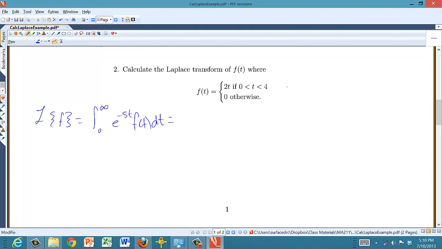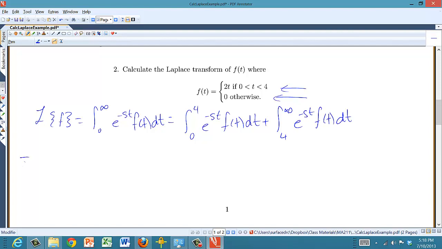My f of t is defined differently on these two different regions. There's a different expression for it on these two different regions. So I'll break up my integral into two separate integrals, one on each region. So I'll have the integral from 0 to 4 of e to the negative st f of t dt plus the integral from 4 to infinity of e to the negative st f of t dt.